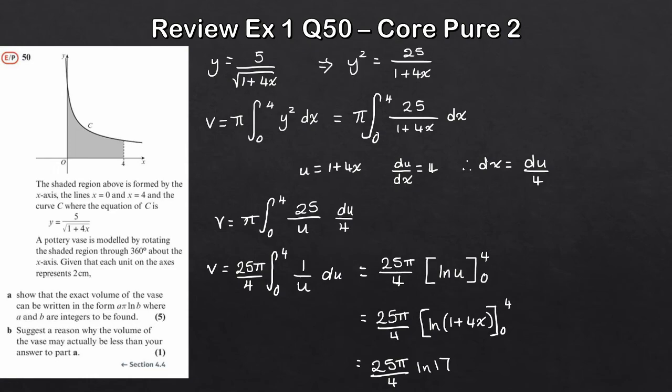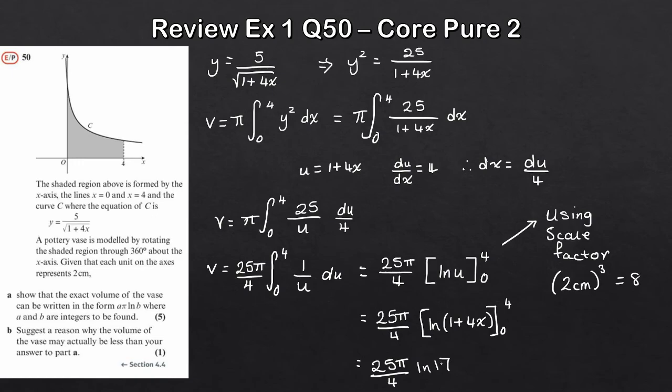But be very, very careful. The question's not quite done here, and the reason is, and this is what I recommend for all these questions, read it very carefully. We're told that each unit on the axis represents 2 centimeters. So we're actually using a scale factor here. If one unit is 2 centimeters, then for the volume we need to times it by 8 because it's 2 centimeters cubed.